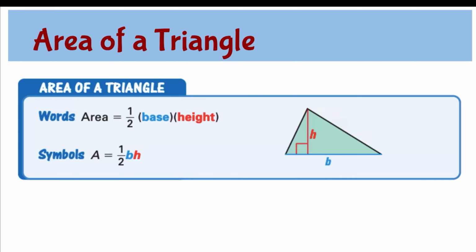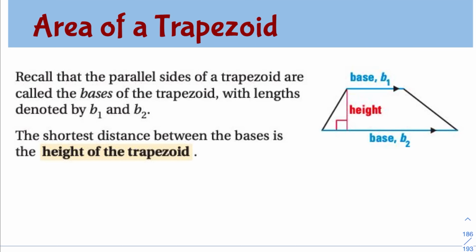In our last video, we learned that the area of a triangle can be solved using base times height divided by 2, or 1/2 base times height. We're going to use this concept to find the area of a trapezoid. But first, let's learn what is a trapezoid.